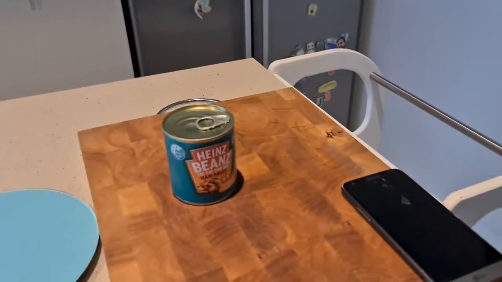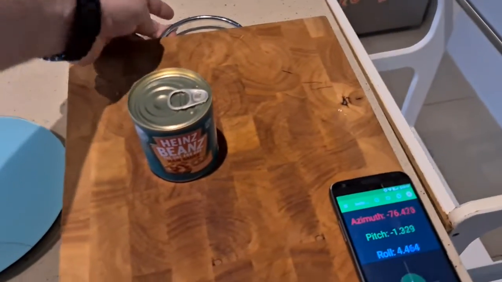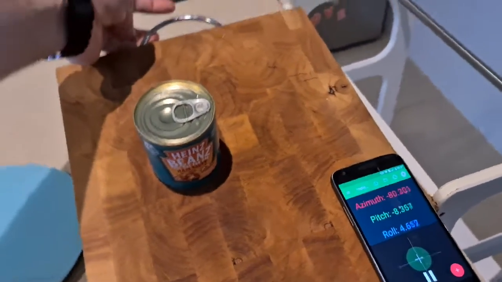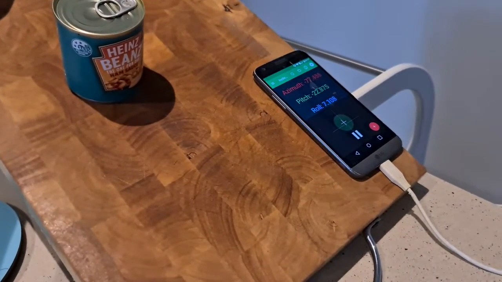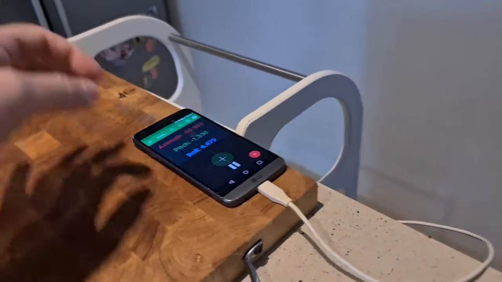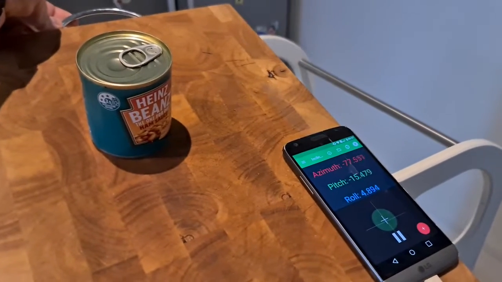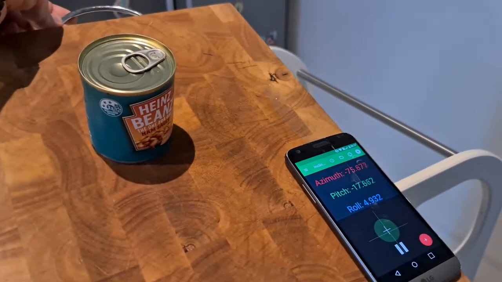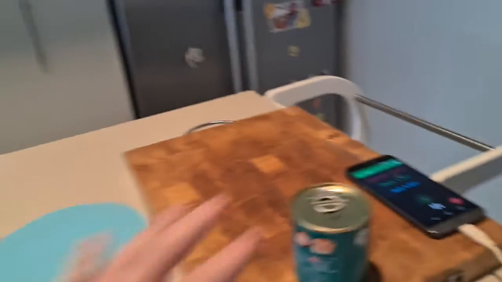And then I just need to put the can on the cutting board and lift the cutting board up on one end until the can just starts to slide, and record the angle that that's at. So let me try that again so I can actually read it. So about 20 degrees that was.